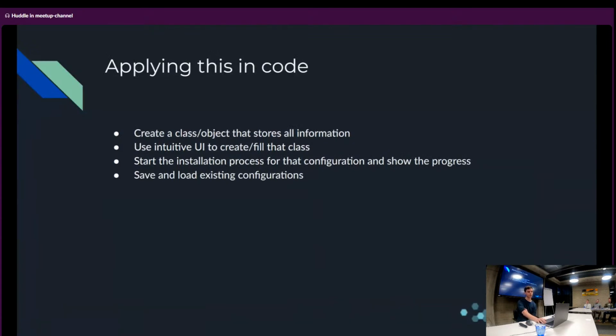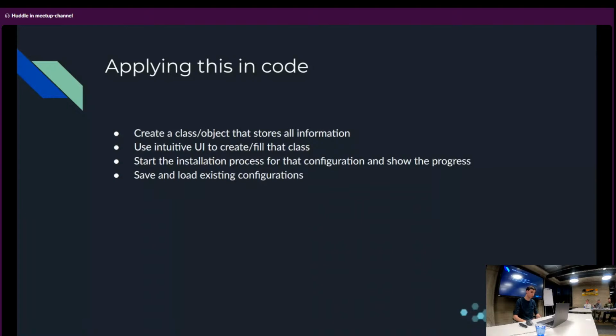Applying this in code. So the goal of the application is to fetch a lot of information about a project through UI. So that's the project name, the organization name, the App Store name, the Android name, the iOS name, the theming.